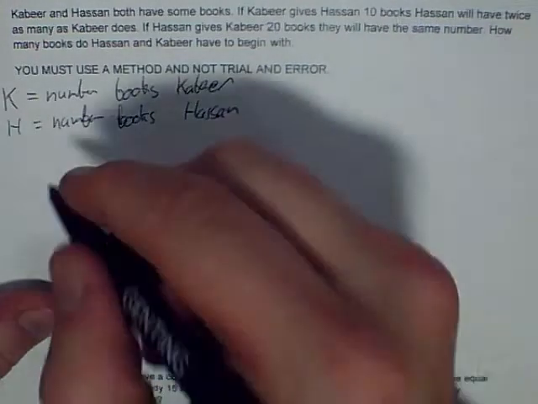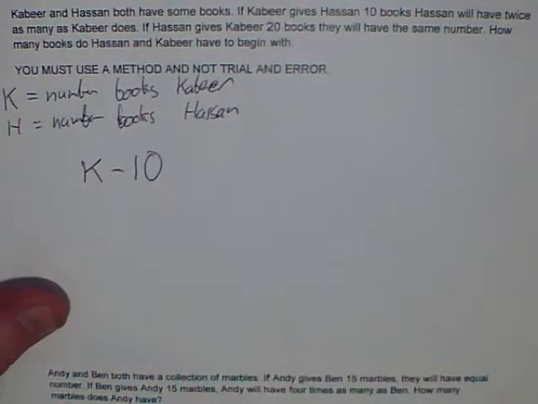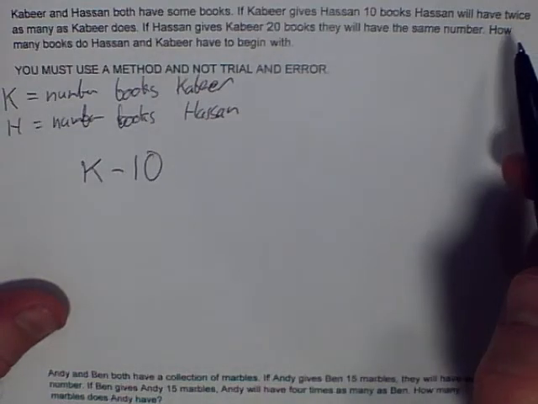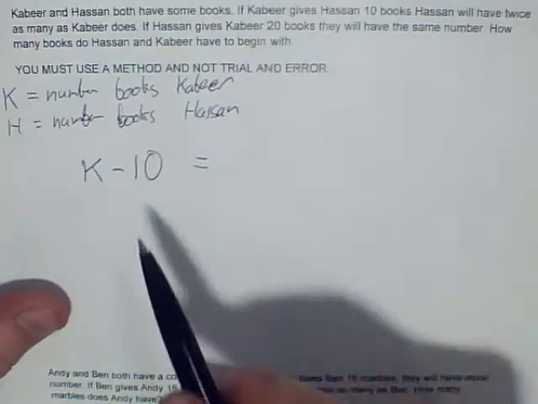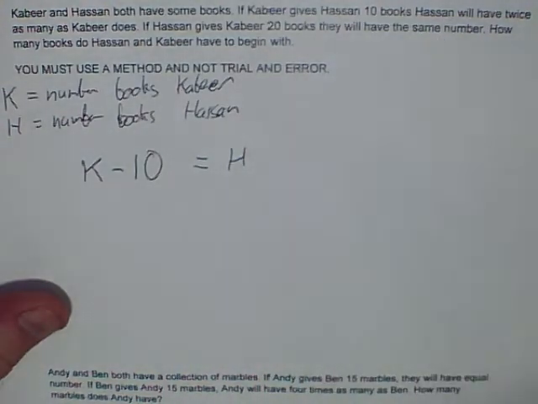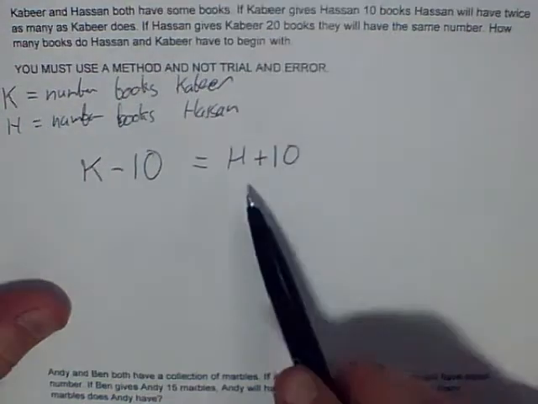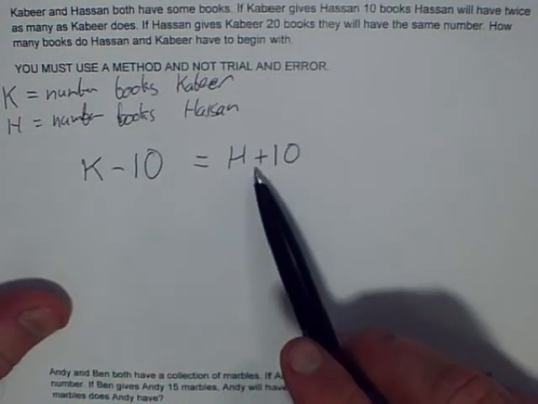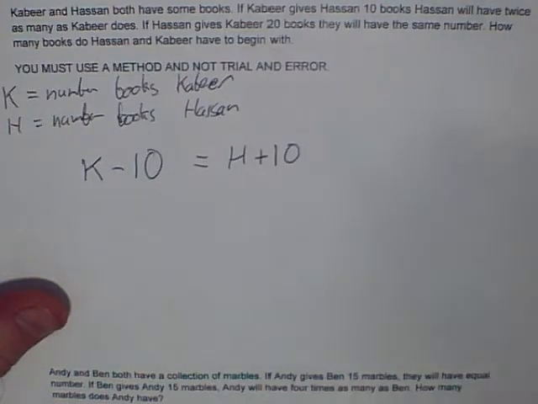Kabir gives Hassan 10 books, so Kabir will have 10 less after he's given 10 away. Hassan will have twice as many as Kabir does. Well firstly, if he's given them away, then Hassan must have got them. He's not just thrown them away, he's given them to Hassan. So Hassan's got 10 more. But Hassan, at this point, has twice as many books as Kabir.